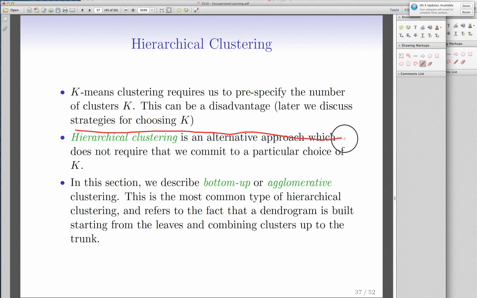This is called the hierarchical clustering method. There are a lot of ways to do hierarchical clustering. One is bottom up, and that is the most famous one. So let's focus on that one.